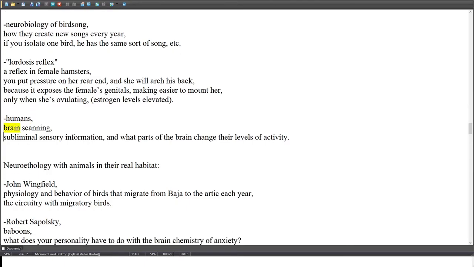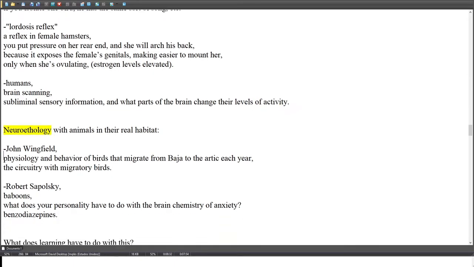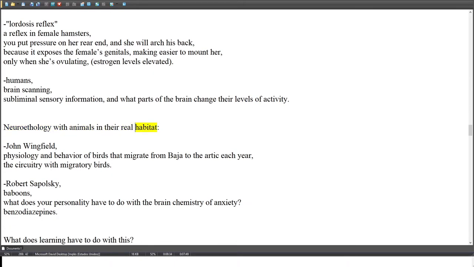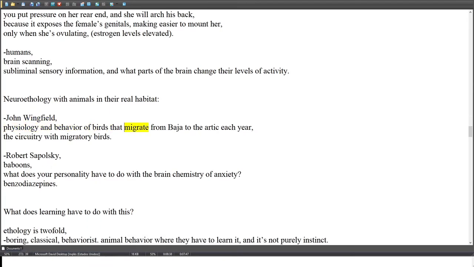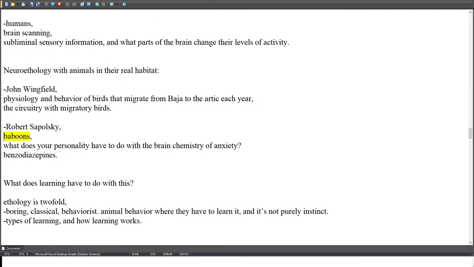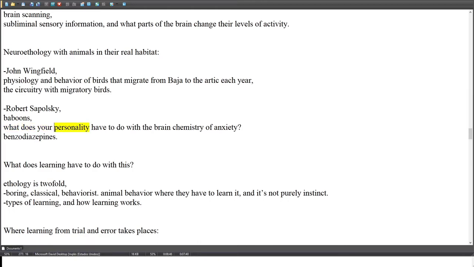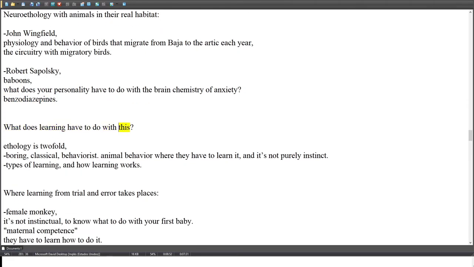Humans. Brain scanning. Subliminal sensory information, and what parts of the brain change their levels of activity. Neuroethology with animals in their real habitat. John Wingfield: physiology and behavior of birds that migrate from Baja to the Arctic each year. The circuitry in migratory birds. Robert Sapolsky: baboons. What does your personality have to do with the brain chemistry of anxiety? Benzodiazepines. What does learning have to do with this?